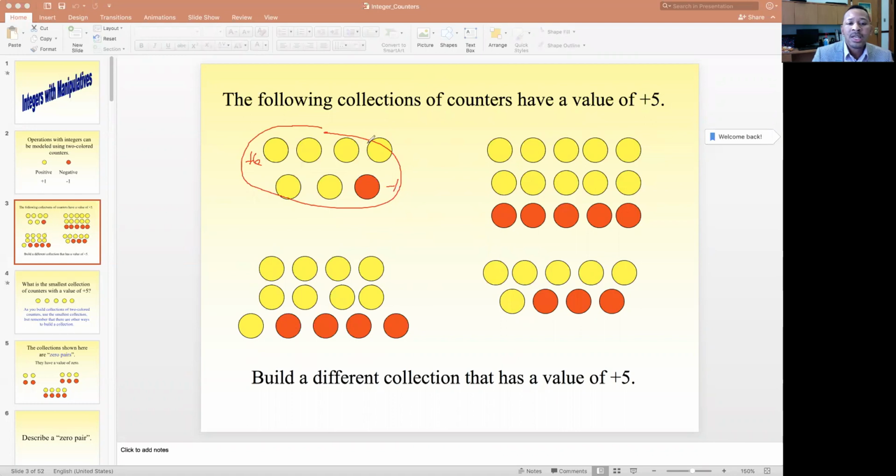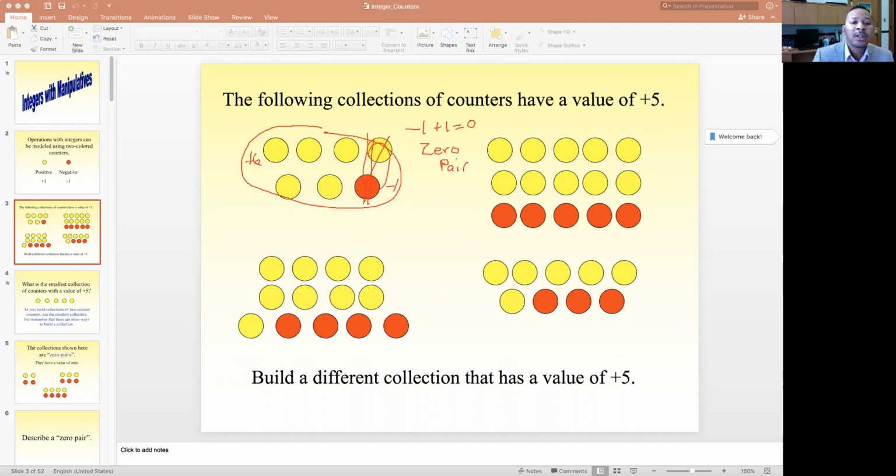When we have 1 yellow counter and 1 red counter together, that creates what's called a zero pair. They sum to 0. So we could rewrite this as negative 1 plus 1 would be 0. That's called a zero pair. So in this case, if we get rid of our zero pair, what we have left is 1, 2, 3, 4, 5 yellow counters, which represents positive 5.